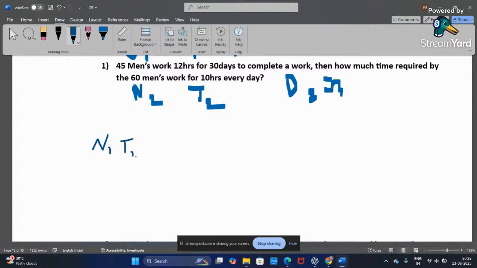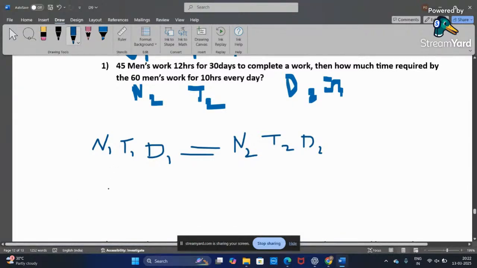N1, T1, D1. We don't have the W value. Just leave it as it is. Don't write W because we don't have the W value. W stands for work or wages. So N2, T2, D2. So substitute the values and we need to find the D2 value.